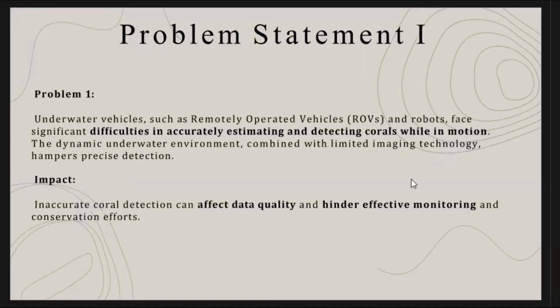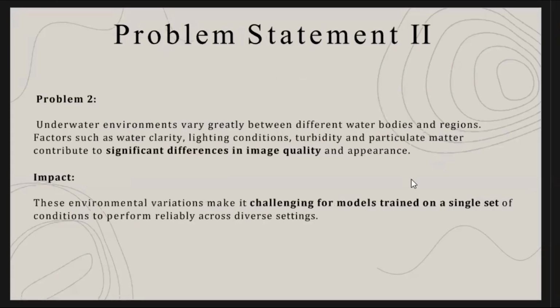The problems in coral reef detection are, first, that underwater vehicles such as ROVs and robots face significant difficulties in accurately estimating and detecting corals while in motion. This impacts the data quality and hinders effective monitoring and conservation efforts. The second problem is that underwater environments vary greatly in different water bodies and regions. Factors such as water clarity, turbidity, spectral response of the underwater scene, and other water properties contribute to significant differences in image quality and appearance.